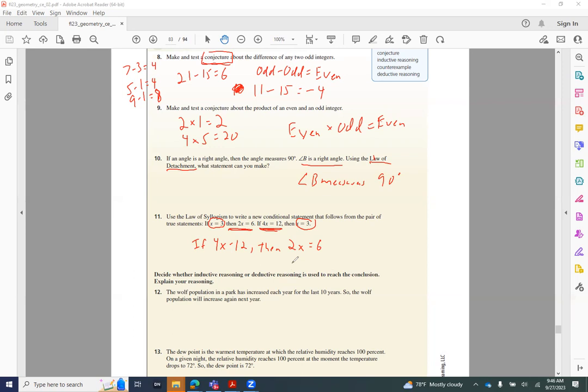The wolf population in a park has increased each year for the last 10 years. So the wolf population will increase again next year. Is that inductive or deductive? We've recognized there's a pattern happening. So since we've recognized a pattern, and then we're making an assumption based off that pattern, we've reached a conjecture, and that conjecture is that it's going to increase again next year. It's not based on laws, it's not based on rules, it's not based on theorems or any other properties that we know. Again, we recognize a pattern, so this is inductive reasoning.